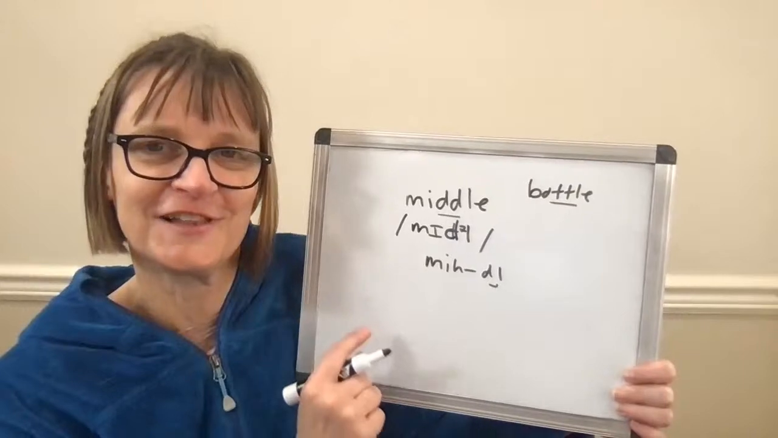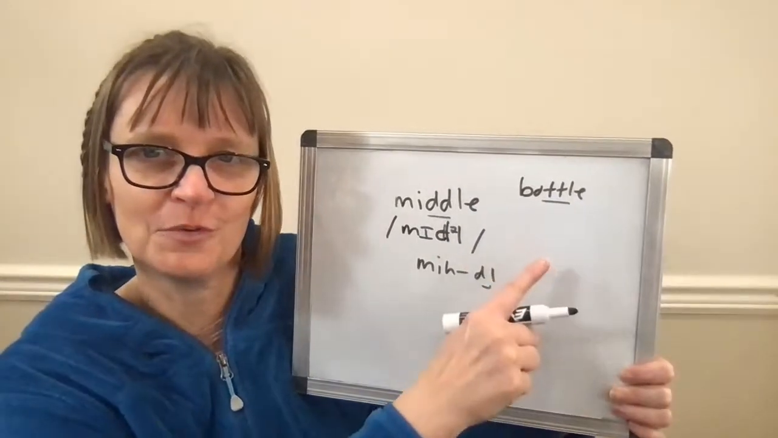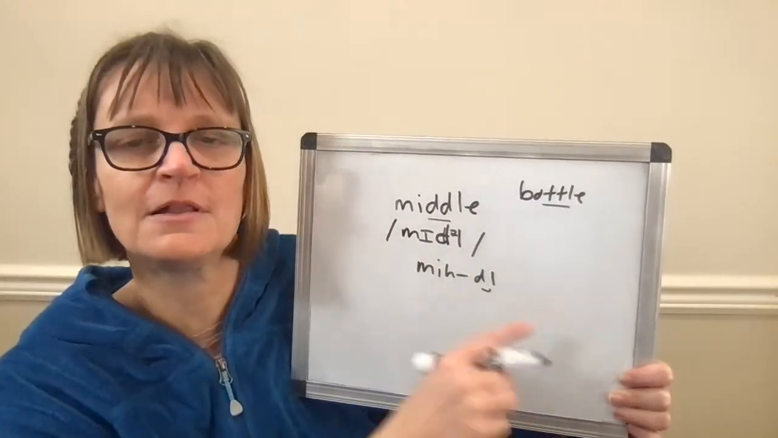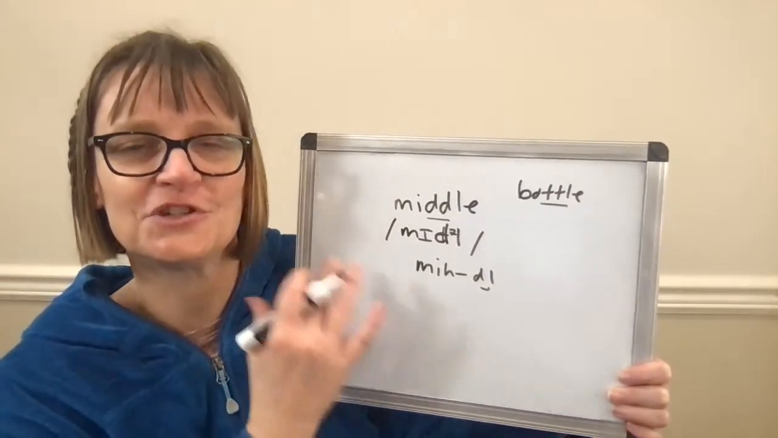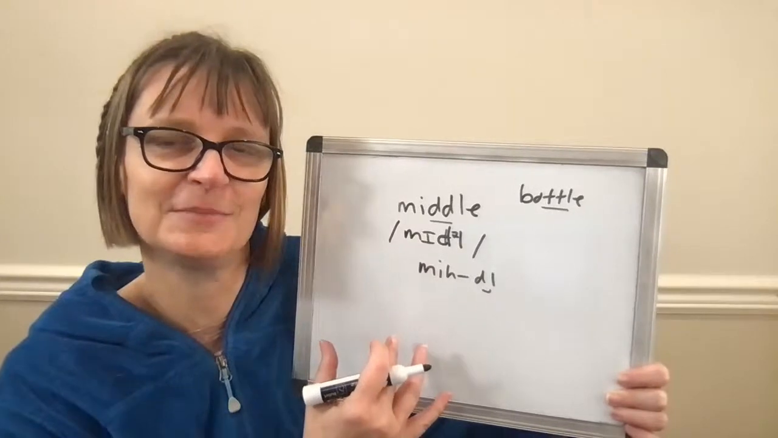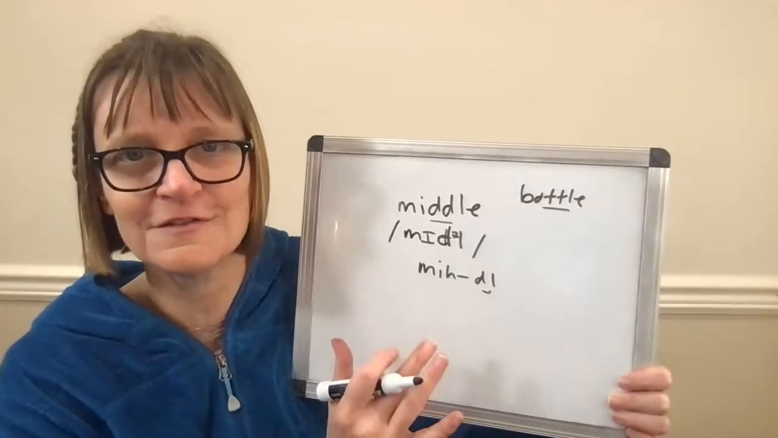I'll link after class some videos for showing you words like little, middle, bottle, how to do that flap T and dark L combination. You can also check out my videos just for the dark L, for the T and D in the middle of words, and for all of the sounds of English.